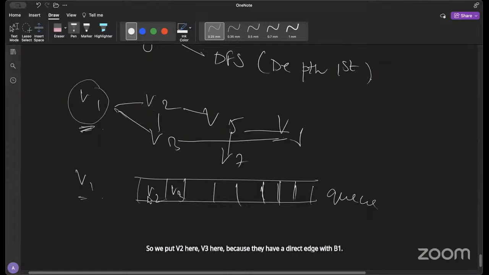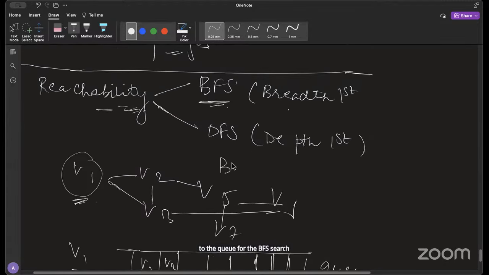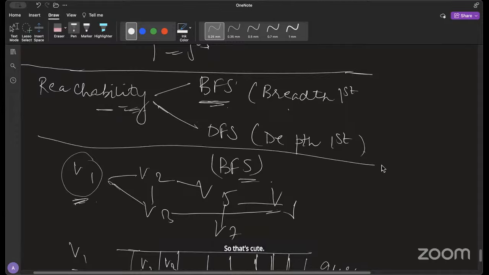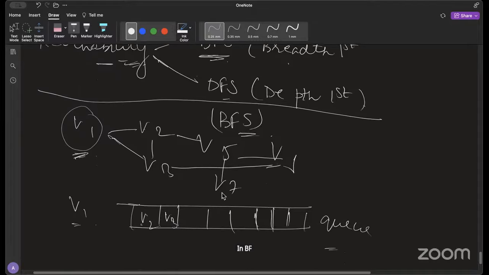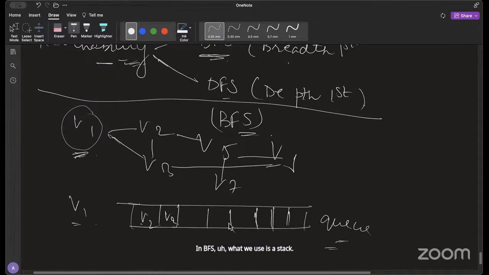Is it a queue or a stack? This is the queue. For the BFS search, we're discussing BFS first, so that's a queue. In DFS, what we use is a stack.